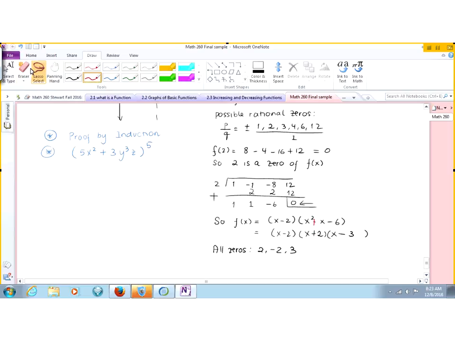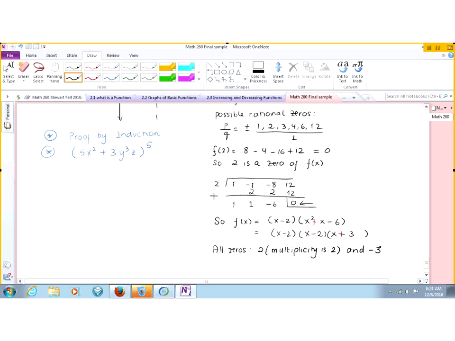Oh, yes. You're right. So that's why this is supposed to be minus and plus, right? So this is supposed to be x minus 2, x plus 3. So what are all my zeros? 2, and the multiplicity is what? It's 2. So it touches. And negative 3.